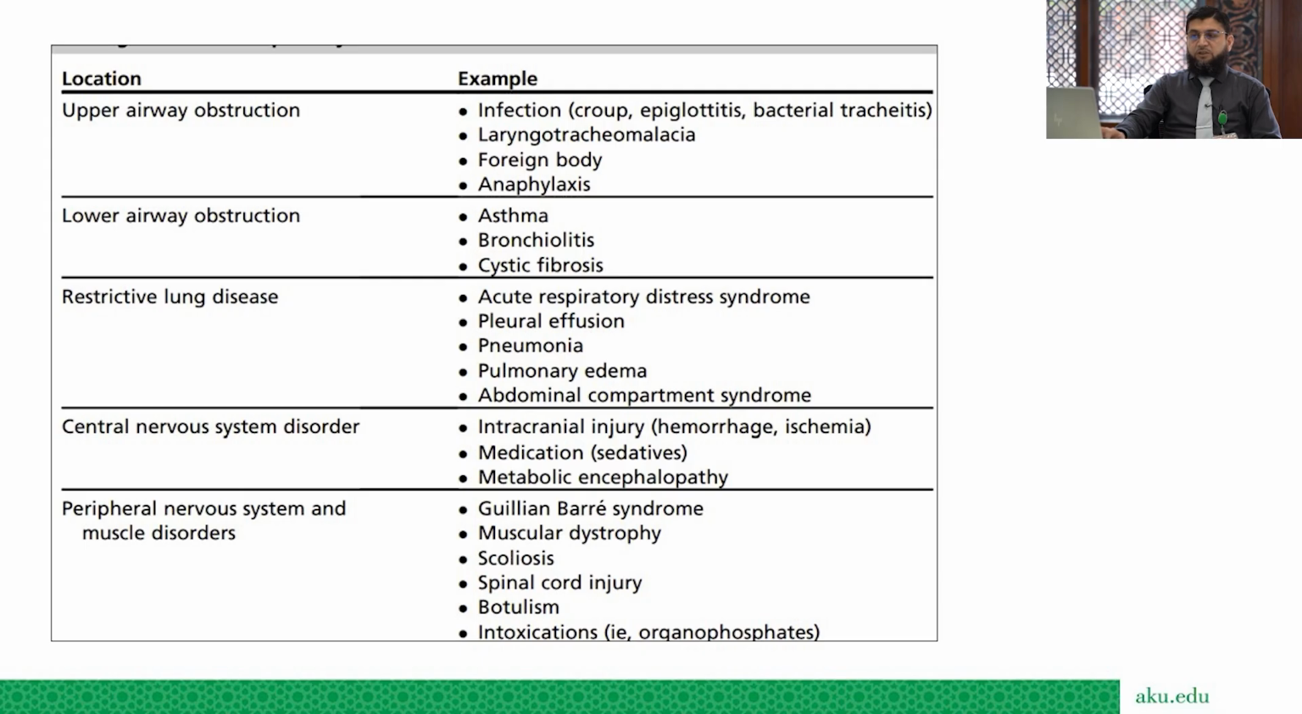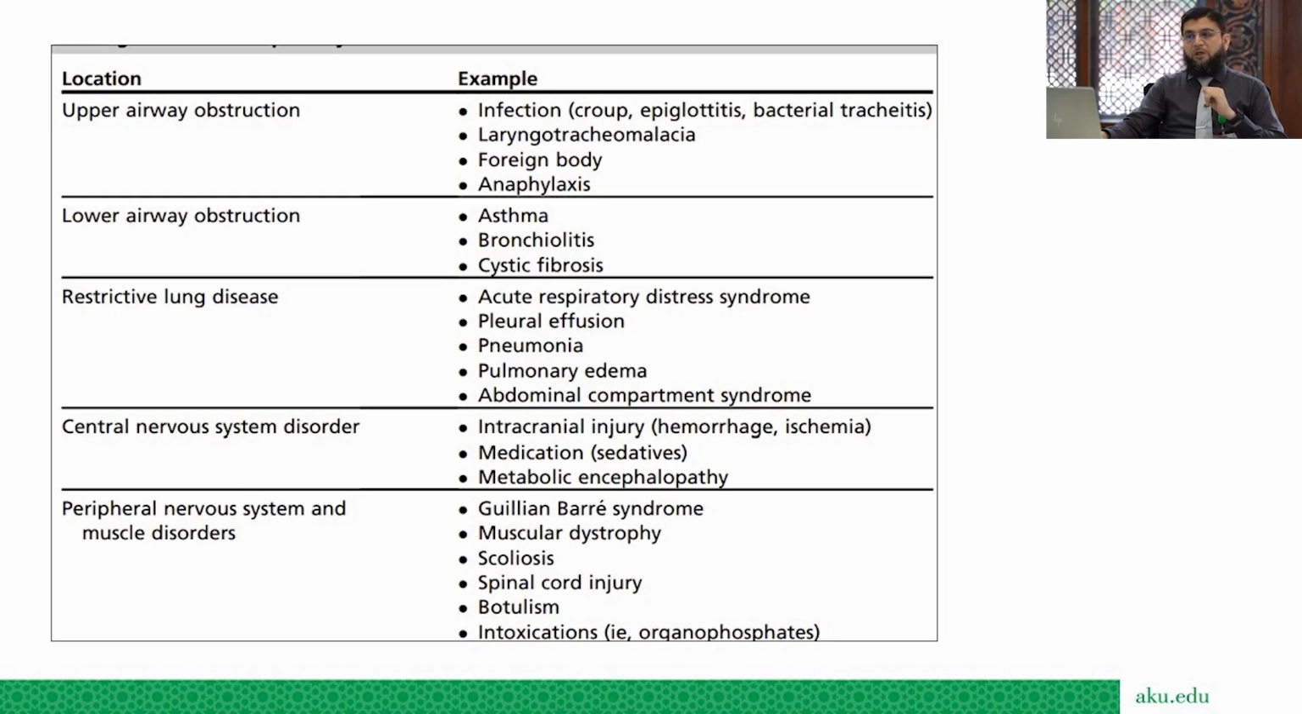In the CNS disorder, it can be intracranial injury, hemorrhage, or ischemia. It can be medication or sedatives. It can be metabolic encephalopathy like hepatic encephalopathy or any other encephalopathy. It can be peripheral nervous system disorder or muscle tissue disease, muscle disorders like Guillain-Barré syndrome, muscular dystrophy, scoliosis, spinal cord injuries, botulism, and intoxications like organophosphorus poisoning.